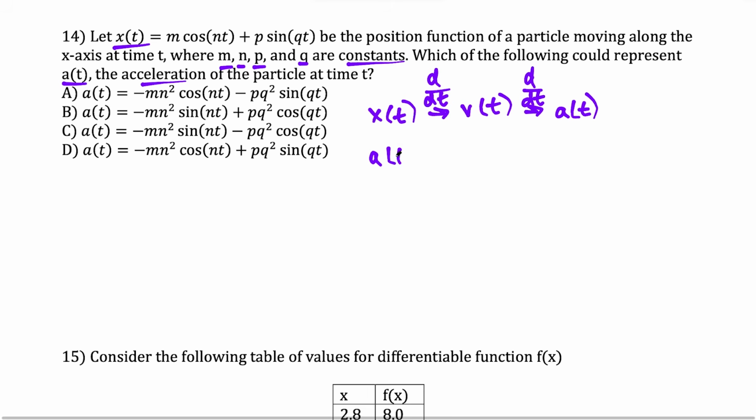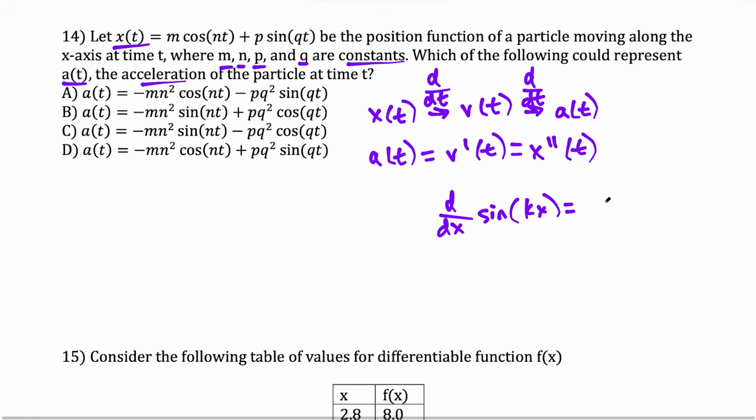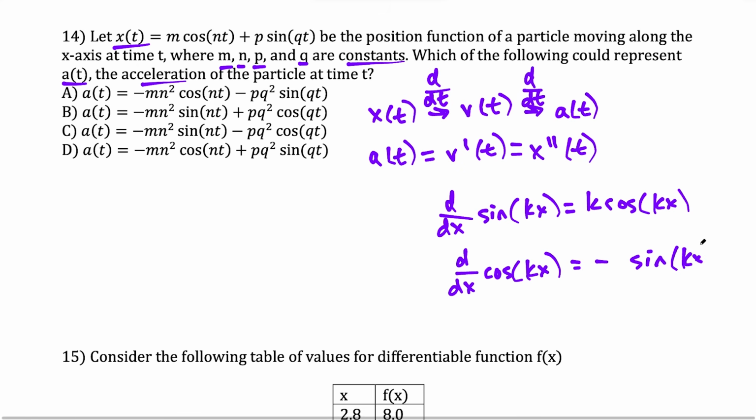So that tells us that acceleration is equal to the derivative of velocity, but it's also equal to the second derivative of position. So for this question, we're going to take 2 derivatives of this function. And one thing to be mindful of, the chain rule step here gets a little bit annoying. When you're doing the chain rule for something like sine of kx, where k is constant, this is going to be equal to cosine of kx, and then the derivative of kx is k. And the chain rule variant for cosine of kx is going to give us minus sine of kx, and then the derivative of the inside is k. All right, so that's the idea we're using for this question.